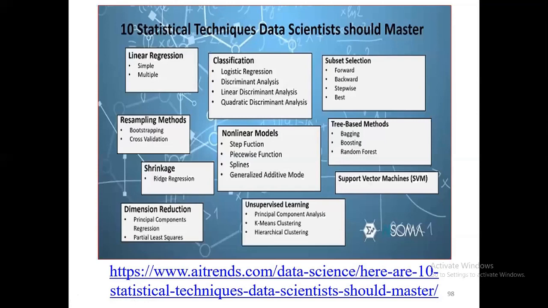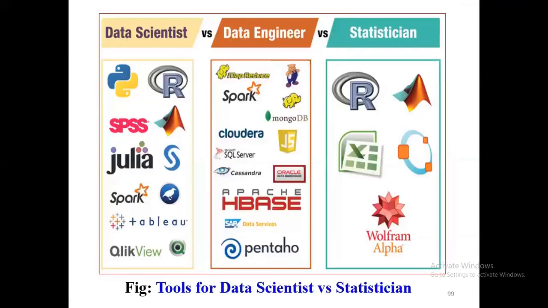What is the difference between data scientist, data engineer, and statistician? So a data scientist is using Python, SPSS, Julia, Spark, R, MATLAB, Tableau, etc. A data engineer is using MapReduce, Spark, Cloudera, MongoDB, HBase, Cassandra, SQL databases, Pentaho. Then a statistician especially is using R, MATLAB, Excel, Wolfram Alpha, etc.